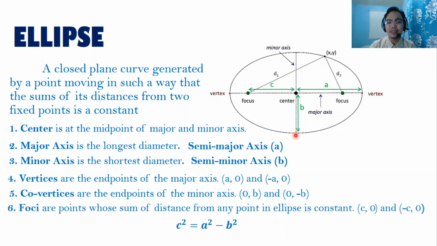The next part is the foci. Ang foci, these are points whose sum of distances from any point in the ellipse is constant. So here's our foci. These two foci we have here, the coordinates are (c, 0) and (-c, 0). The distance from center going to one of the foci is c. So how are we going to find the value of c? We're going to use the formula c squared equals a squared minus b squared.